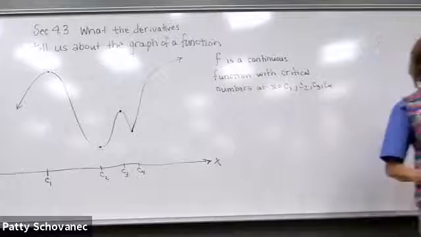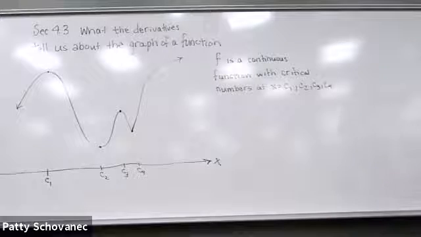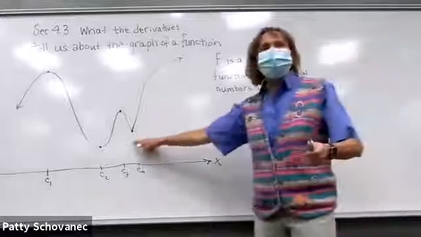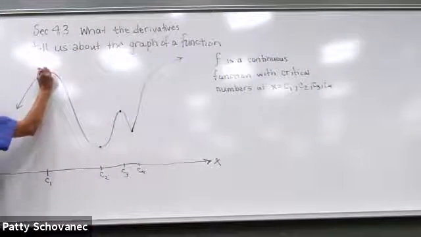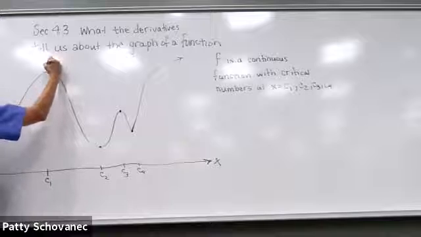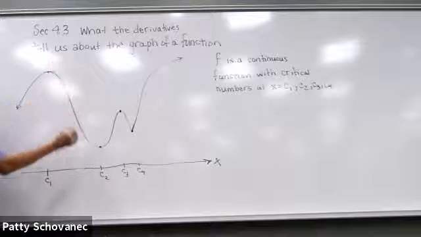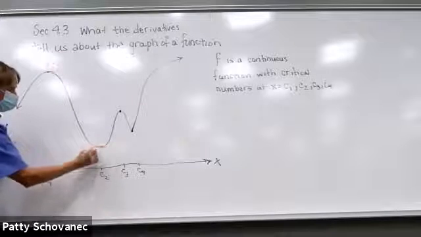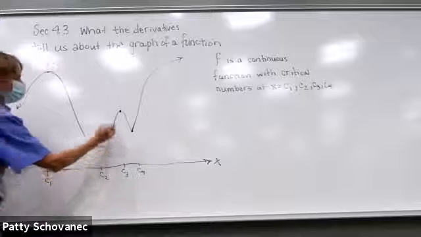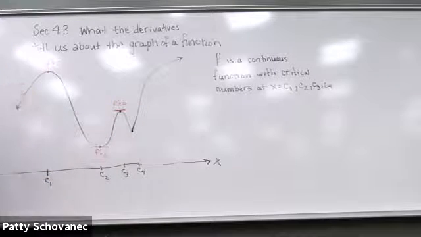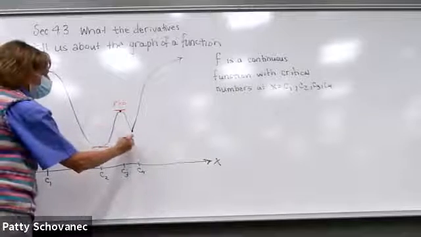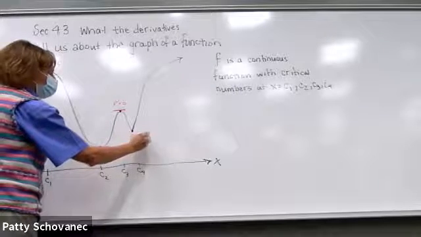And what makes something a critical number for a continuous function is that it's a place where the derivative is 0 or where the derivative fails to exist. So if I drew the tangent line right here, let's say f prime here is 0, same deal here and here. Where there's a sharp corner, we don't really have a tangent line. So we'll just write that f prime does not exist here.